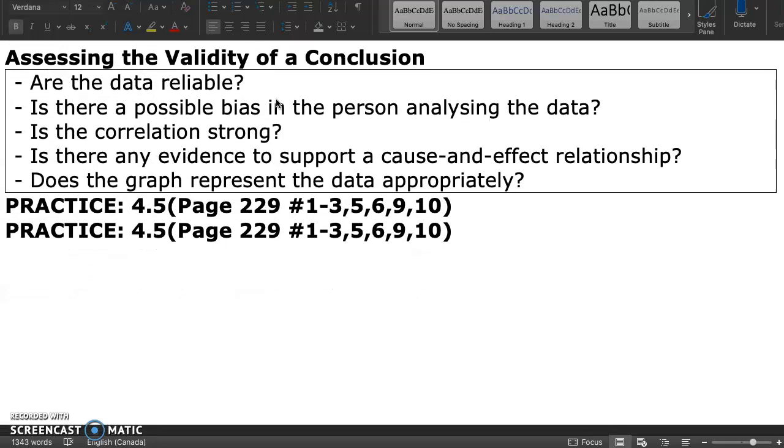So assessing the validity of a conclusion, ask these questions. Are the data reliable? Is there a possible bias in the person analyzing the data? Is the correlation strong? Is there any evidence to support a cause and effect relationship? Does the graph represent the data appropriately?